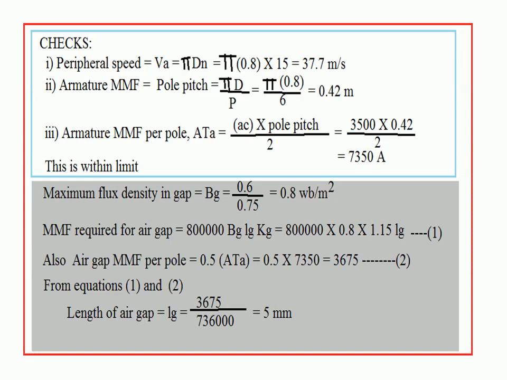Also, the air gap MMF per pole is given as 50% of armature MMF. In the earlier problem it was also given as 50% of armature MMF. You calculate 50% of armature MMF and call it equation 2. Both equations represent the same thing, the MMF required for the air gap only, so equate equation 1 and 2. We are going to get the length of air gap as 5 mm. Sir, please practice this problem, it is very standard. Thank you, sirs.